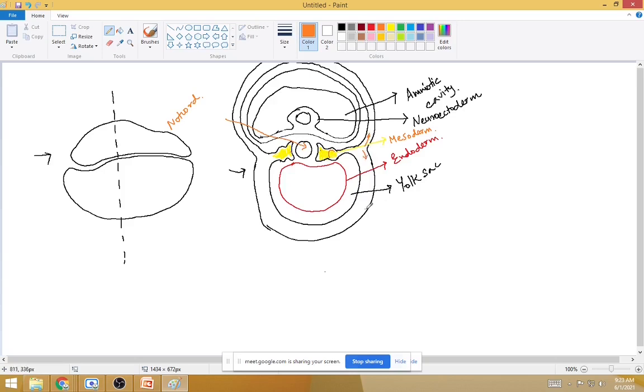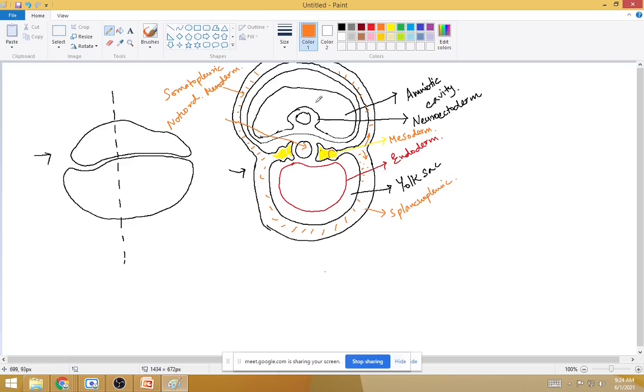This is known as the splanchnopleuric, and this is the somatopleuric mesoderm. The splanchnopleuric will be covering the endoderm. The somatopleuric will be lining the whole of the body wall. So splanchnopleuric and somatopleuric are divisions of what we call the lateral plate mesoderm. So paraxial mesoderm, intermediate mesoderm, and the lateral plate mesoderm, which divides into somatopleuric and splanchnopleuric mesoderm.